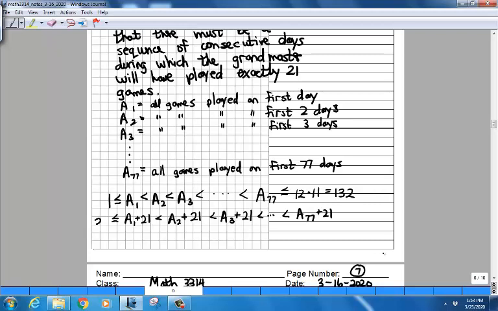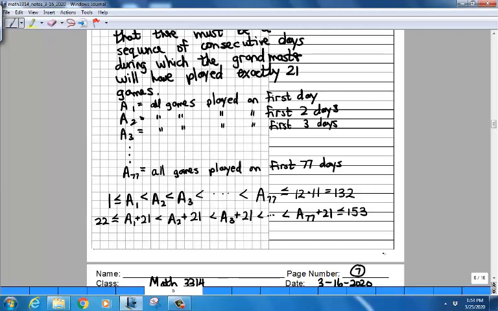This has to be greater than or equal to 22. A sub 1 plus 21 has to be greater than or equal to 22, because A1 is greater than or equal to 1. And this quantity, A sub 77 plus 21, has to be less than or equal to 153, right? Which is the 132 plus 21 added to it. See, we know a sub 77 is less than or equal to 132, so a sub 77 plus 21 is less than or equal to 132 plus 21, which is 153.